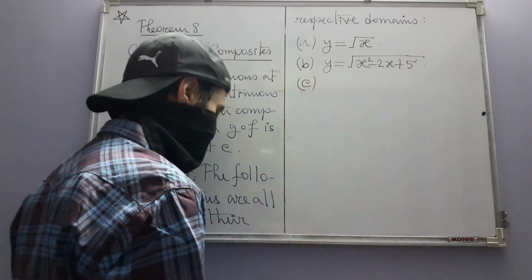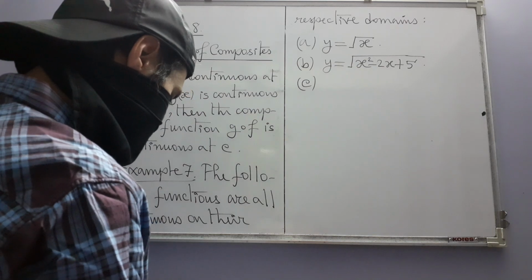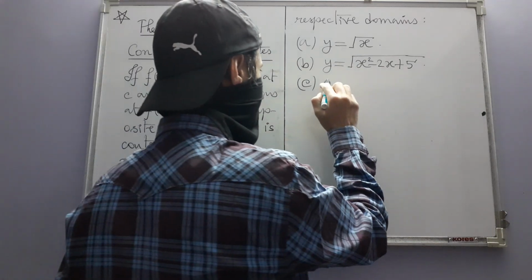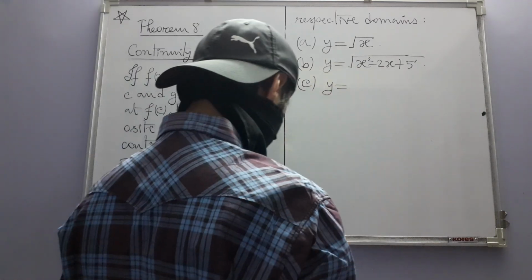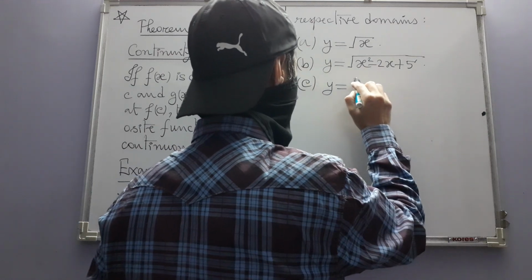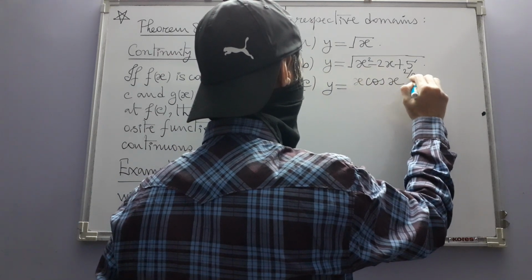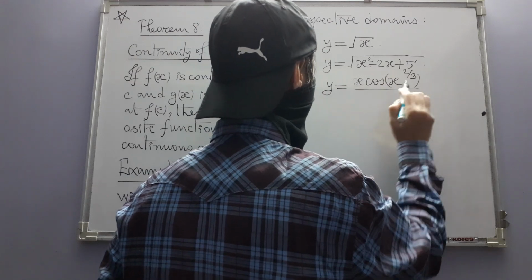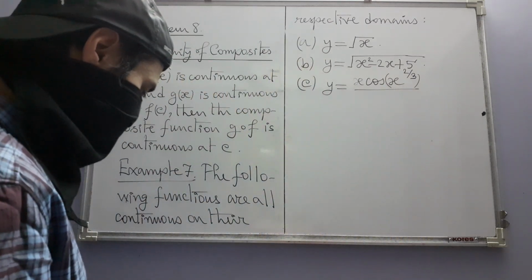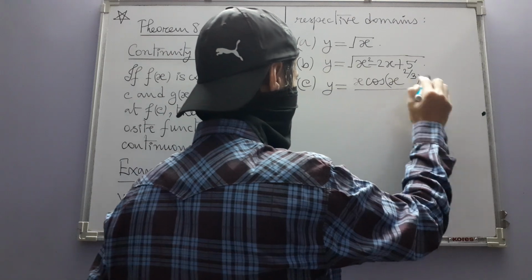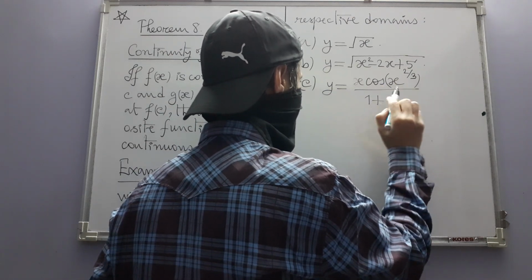Then C. In C you have x cos x to the power 2 over 3. The authors have made it a little complicated by having this 2 over 3 here.